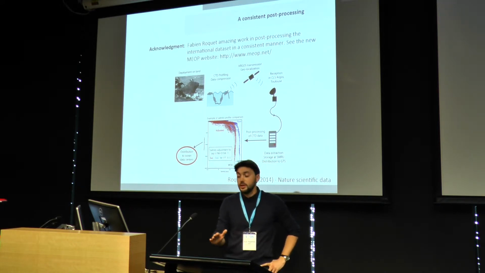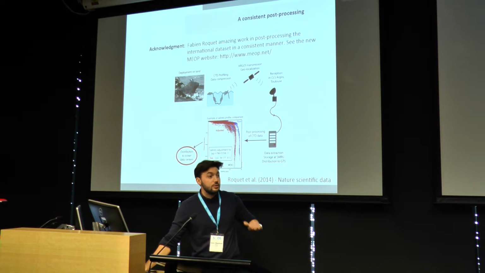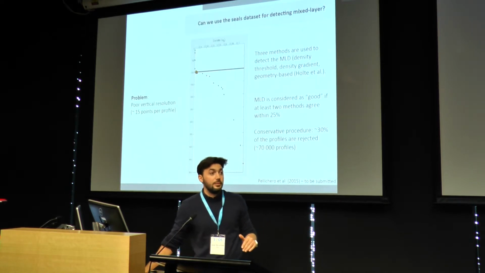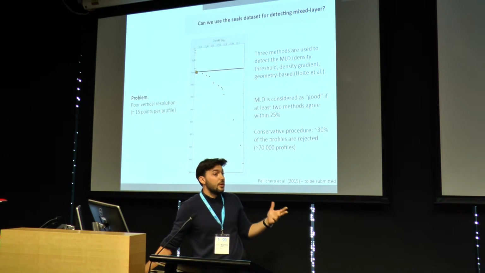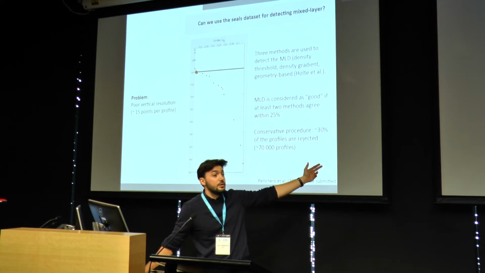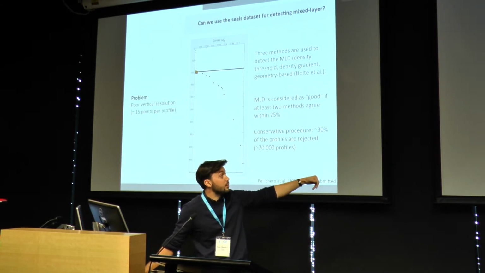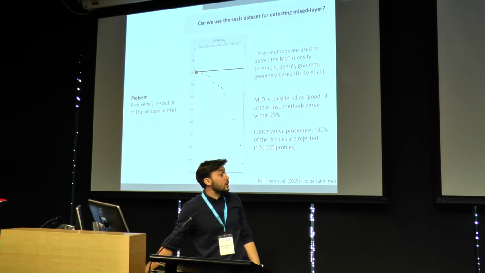But when you look at mixed layer depth, it's a bit different. You've got a very strong stratification, so I think you can look at mixed layer depth with this observation. I think the main problem is the poor vertical resolution. Basically, you've got 15 points per profile. Here I've got one example of a profile.